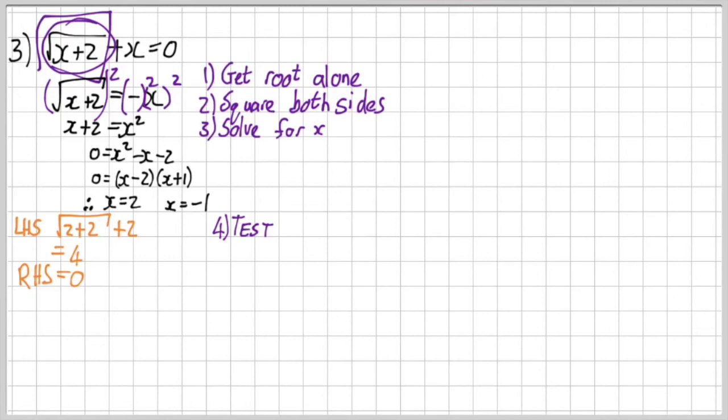For the first one, if I sub in 2 on the left, I get 4, but on the right, it's 0. So in other words, 2 is not applicable, because left does not equal right. Also, with negative 1, if I substitute in, I get 0, both left and right. So negative 1 works out.